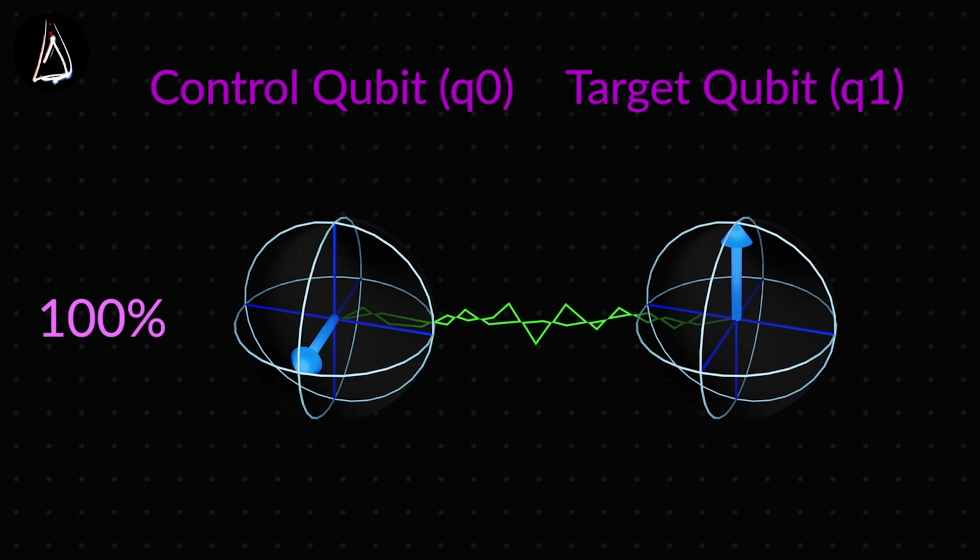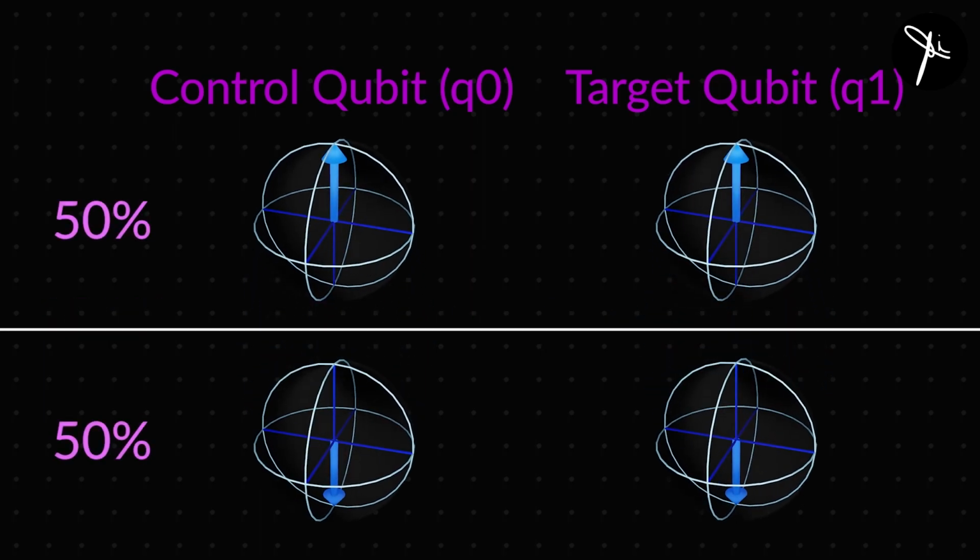When the control qubit is in the 1 state, an X gate is applied to the target qubit. To visualize this, let's split our diagram in two, where the top shows a circuit where the control qubit picks the 0 state, and the bottom shows a circuit where the control qubit picks the 1 state.